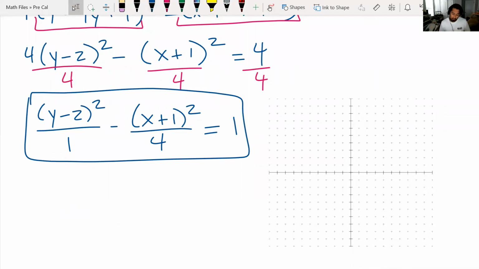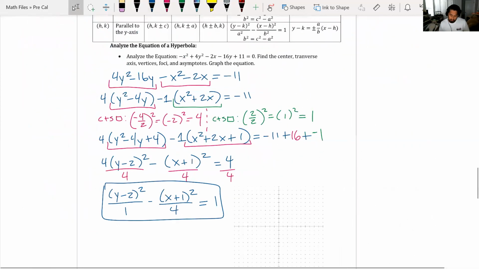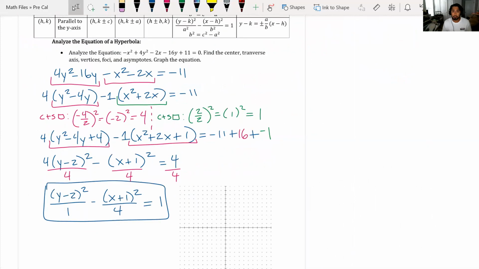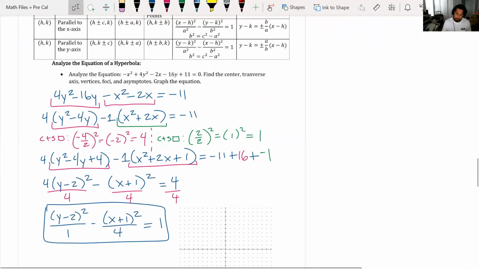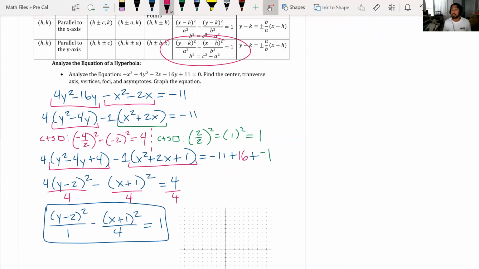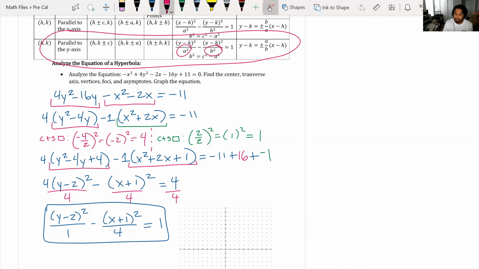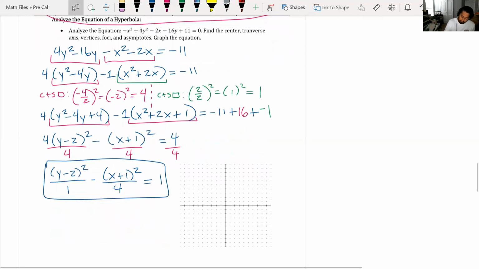Which means now compare that to the equation above, and this one looks exactly like the second equation. So we get to use all of this info to fill out what we need, which means we now know the values of A and B, which means we can definitely find C. So A is going to be 1, B is going to be 2.